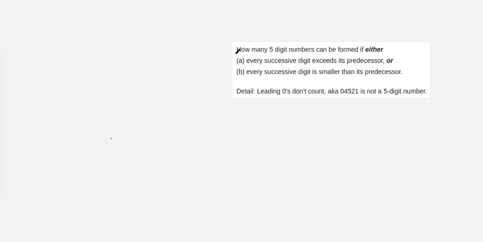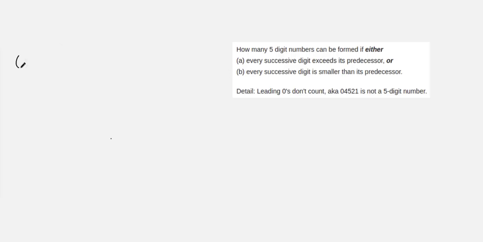It says, how many 5-digit numbers can be formed if either every successive digit exceeds its predecessor, which basically means the digits are in strict increasing order, or every successive digit is smaller than its predecessor, which means that the digits are in strictly decreasing order. And of course we can't have the leading 0, so the first digit has to be 1 through 9 basically.